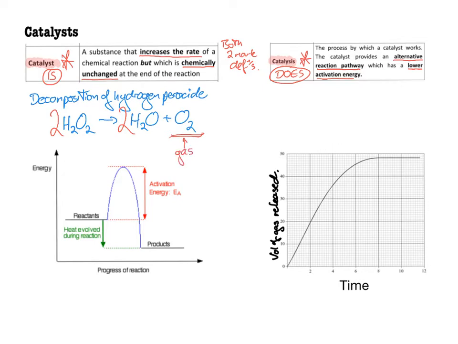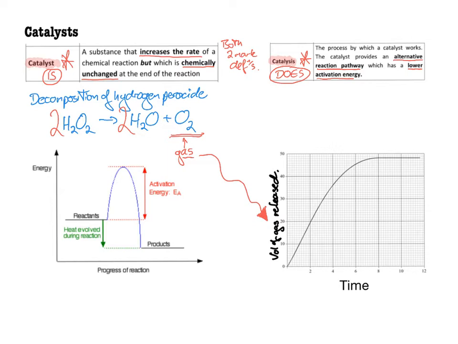The key to this reaction, though, is that oxygen is released, and oxygen is obviously a gas, which makes this reaction quite easy to follow because we can collect the gas. We can collect the gas using a gas syringe attached to a conical flask where the reaction is happening, or we can attach a delivery tube to the conical flask in which the reaction is happening and collect the oxygen gas by downward displacement of water. What that does allow us to do is collect data like this.